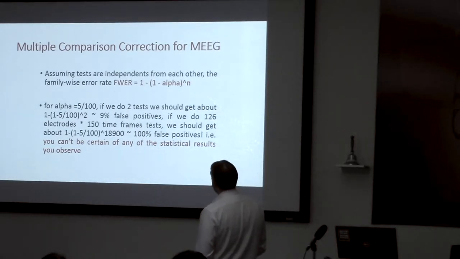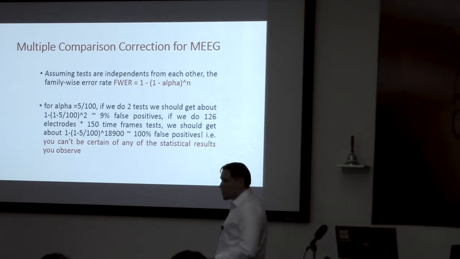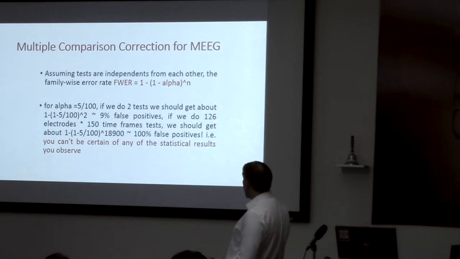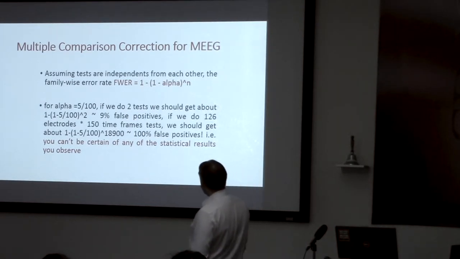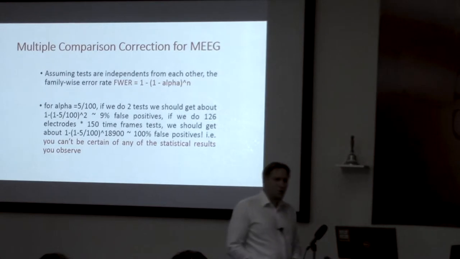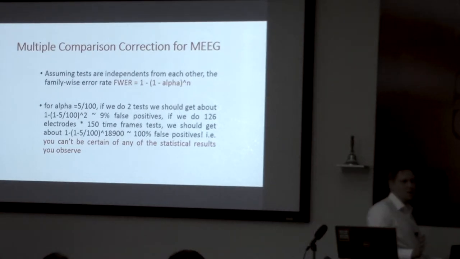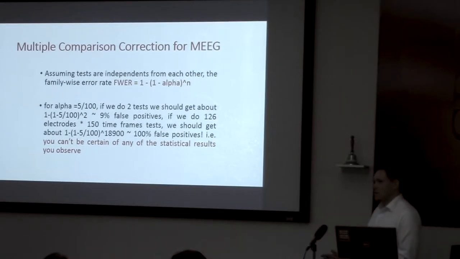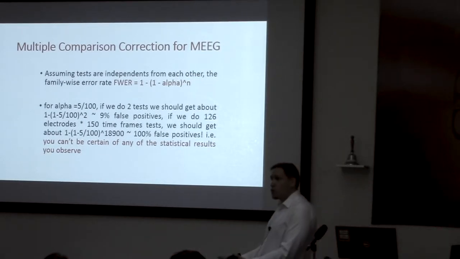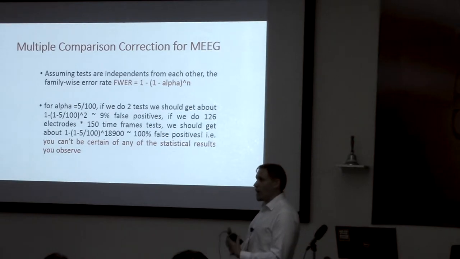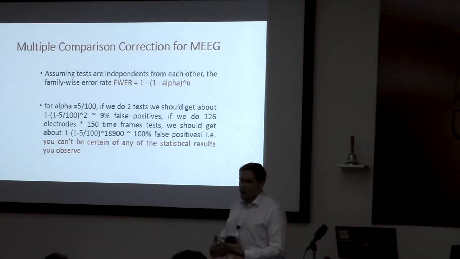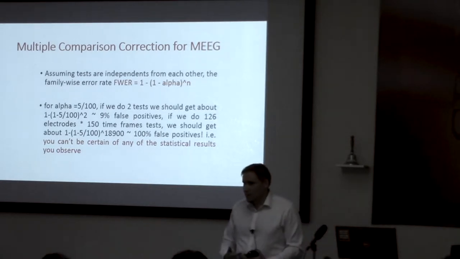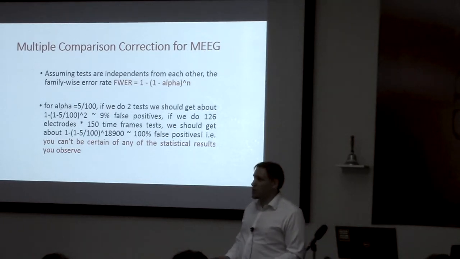otherwise you get 9%. If you say I've got 126 electrodes, and I've got 150 time frames, then we've got about 100% false positive, which means you have no idea which ones are your real effects and which ones are your false effects. Right? Because it's an expectation. It's not like the true number of false positives. It's how much I can expect. So you can expect that if you observe something, everything is wrong, or maybe some are true, but you just have no way to know which one is which.